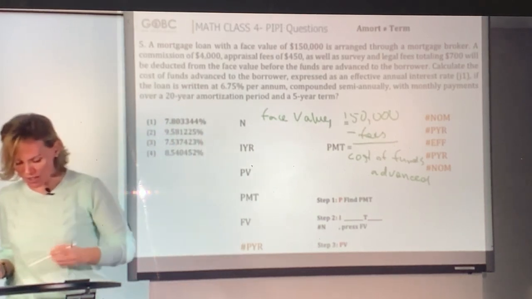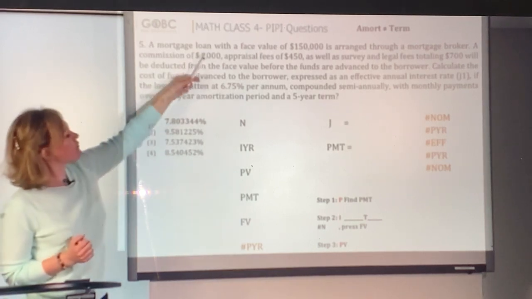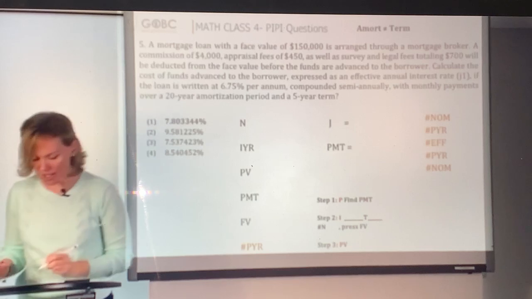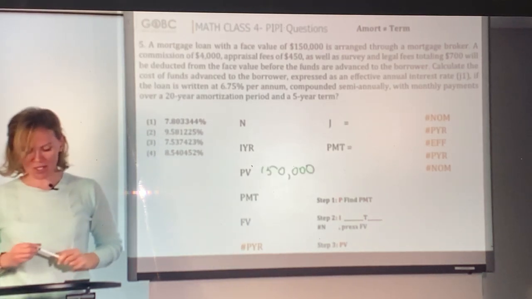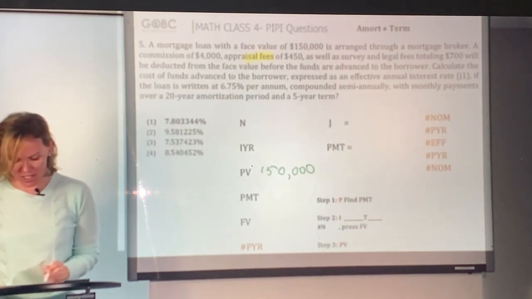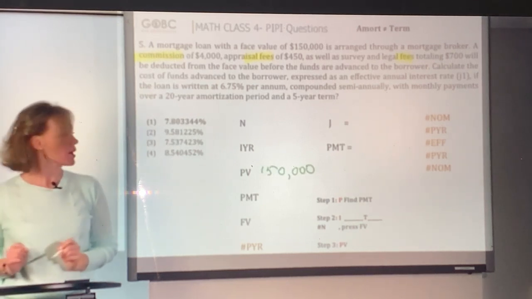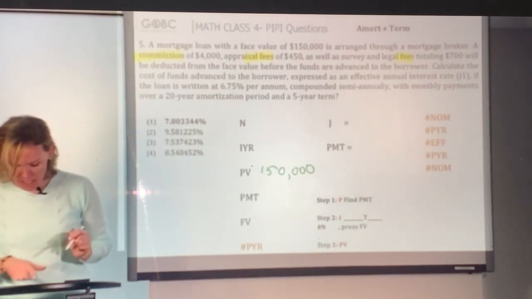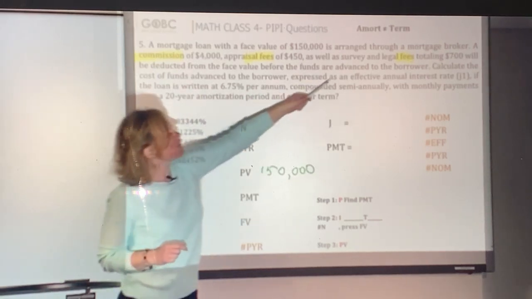As we go through the question, you're going to tell me where to put the stuff in. Because we have a face value of 150, where do you put that in? That's your present value, right? So that's your mortgage. Now you understand what face value is, which is good, okay? Commission of 4,000, appraisal fees of 450, all those fees, that's indication of your PV formula, okay? We'll talk about that in a minute. Then we have: calculate the cost of funds advanced to the borrower, expressed as an effective annual interest rate.